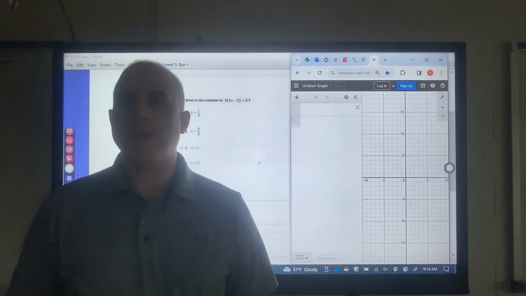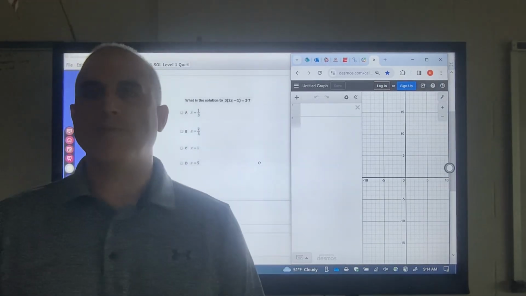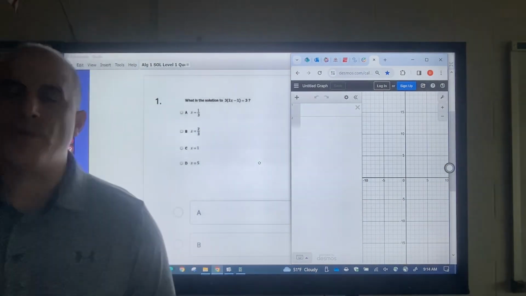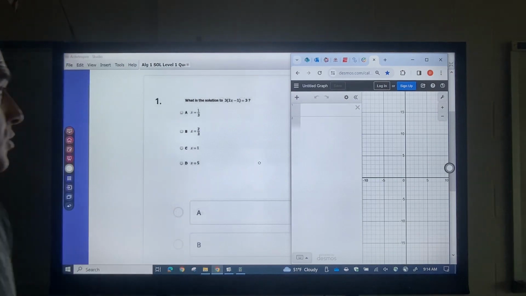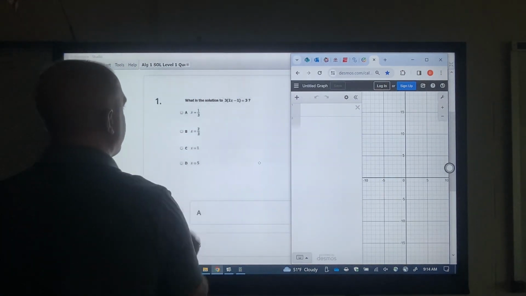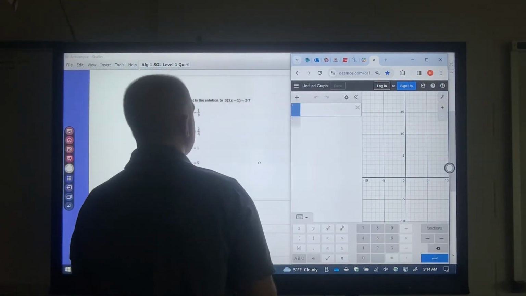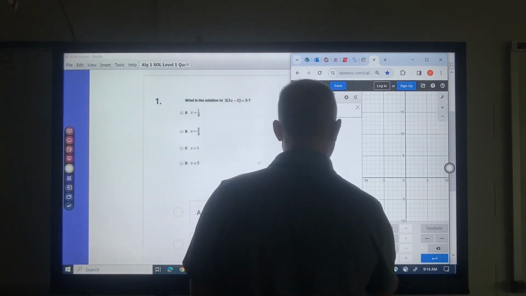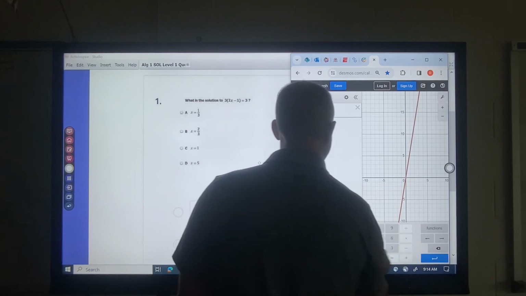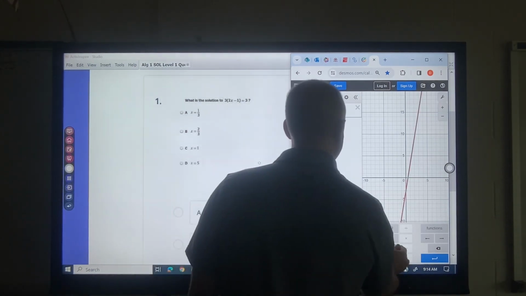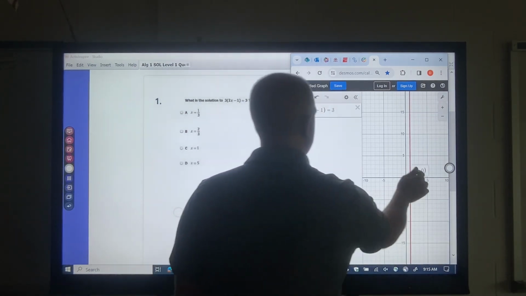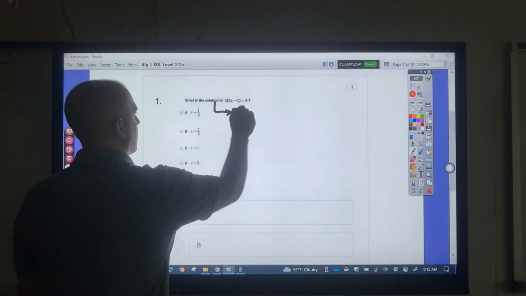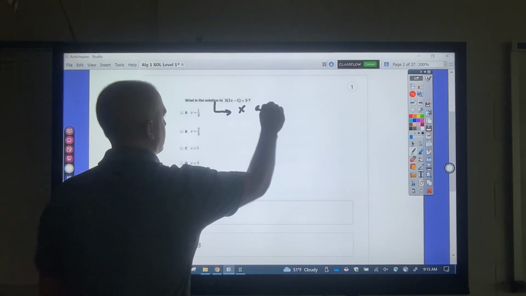Okay, this is going to be a level 1 SOL review questions. These are all questions that you should be able to do without picking up a pencil, Desmos only. If they ask for a solution, what you do is put the whole thing in with the equal sign into Desmos and look where it crosses the x-axis. So solution, where it crosses the x-axis.